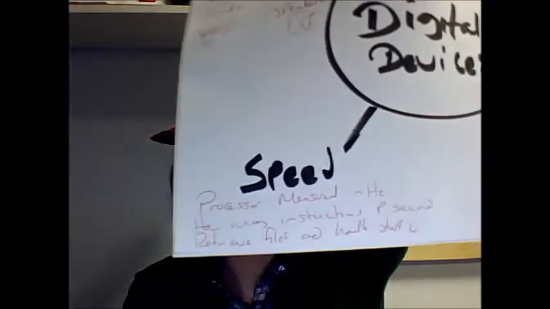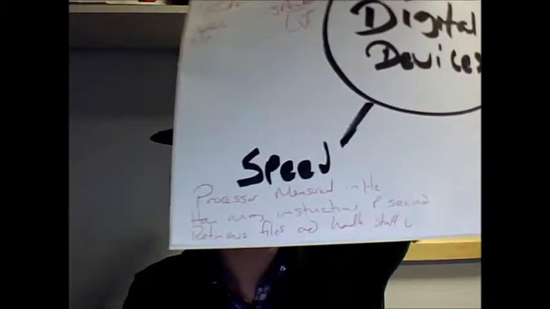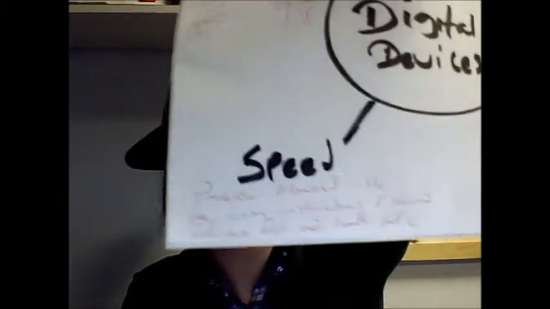All right. Speed. Processors. Talking about hertz there. It's how many instructions per second the computer can do. Measured in hertz, and it's all about when you click on a computer and it can't do what you need it to do. That's your speed, that's the processors.